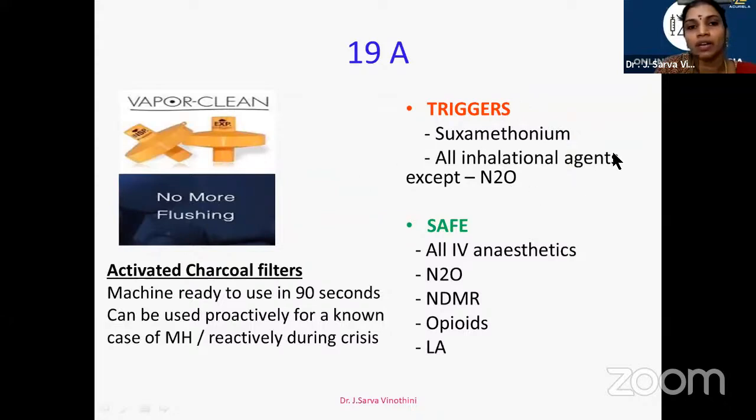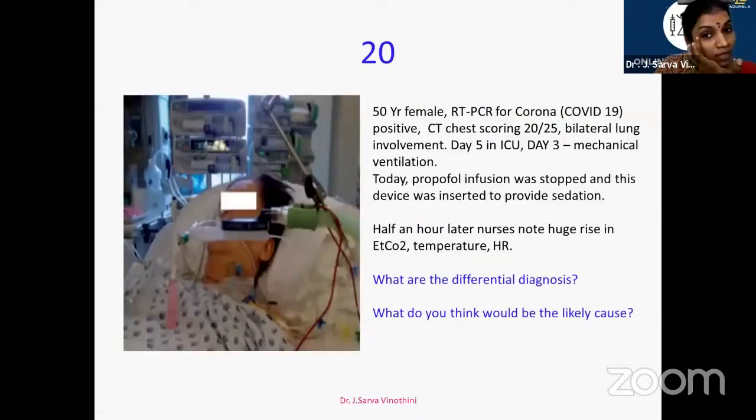So what are the triggers for malignant hyperthermia? Succinylcholine and all inhalation agents except nitrous oxide. The safe agents are all IV anesthetic agents, all other muscle relaxants except succinylcholine, opioids, local anesthetics. This is the last question now.